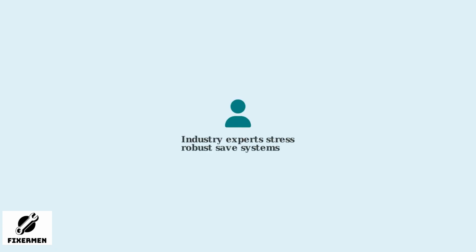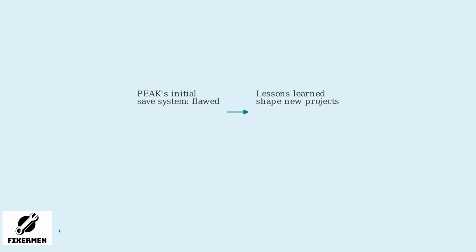Gaming industry experts emphasize the importance of robust save systems in preventing player frustration and maintaining trust. While Peak's initial save system had significant flaws that led to widespread corruption issues, the lessons learned from these problems have directly influenced the development of more reliable systems in their newer projects.